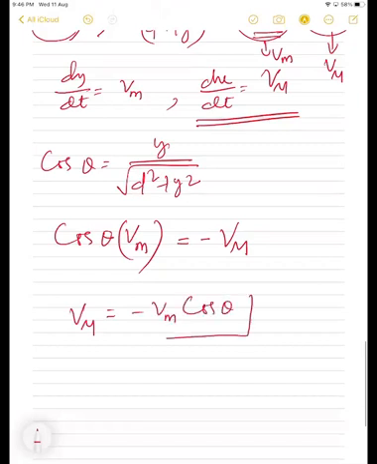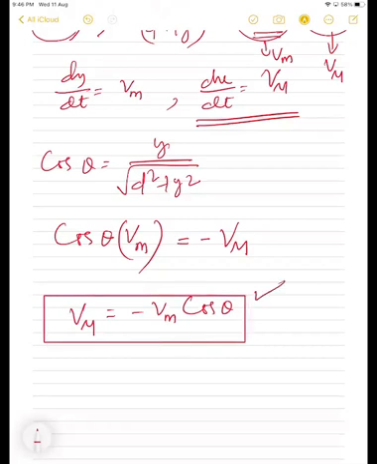In the question, only theta may be given, and only the velocity of the block, and he asks what is the velocity. If you don't know this type of concept, then you cannot attempt the question. Students, getting it now?